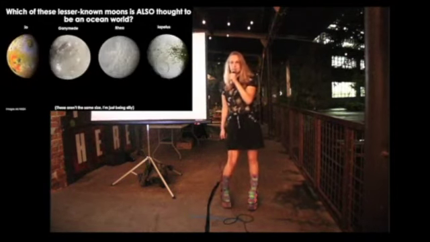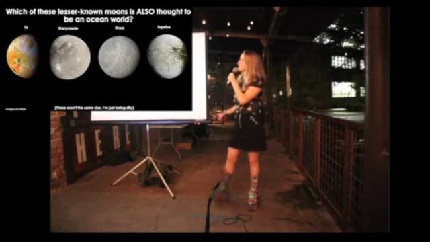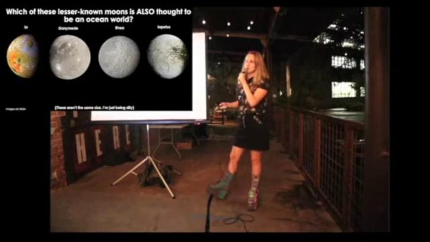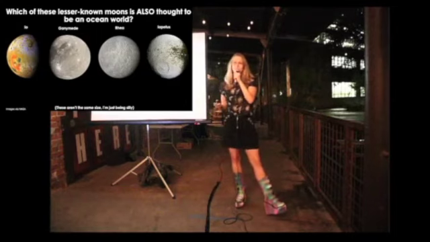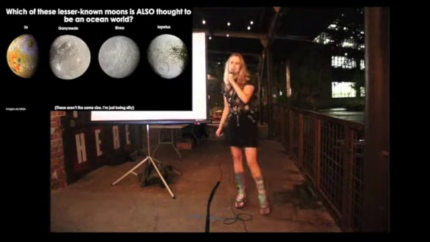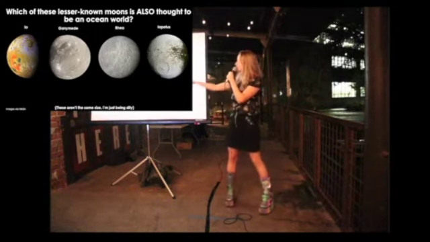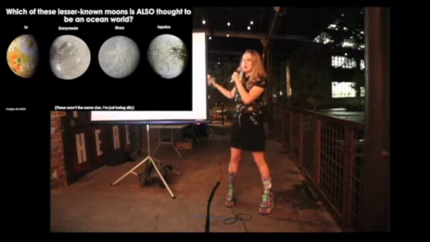This is the trivia question, folks. Which of these lesser known moons, so not Europa or Enceladus, is also thought to be an ocean world, meaning that we currently agree? Your options are Io, Ganymede, Rhea, and Iapetus.